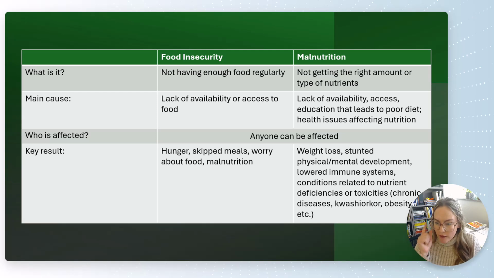Let's see, what else do we have here on this list? Lowered immune system. So if we are malnourished and we are exposed to some type of virus or bacterial infection or anything like that, our bodies have lower defense systems to be able to fight that off. And then this funny word here, kwashiorkor, that's something we'll talk about a little bit more on the next slide.